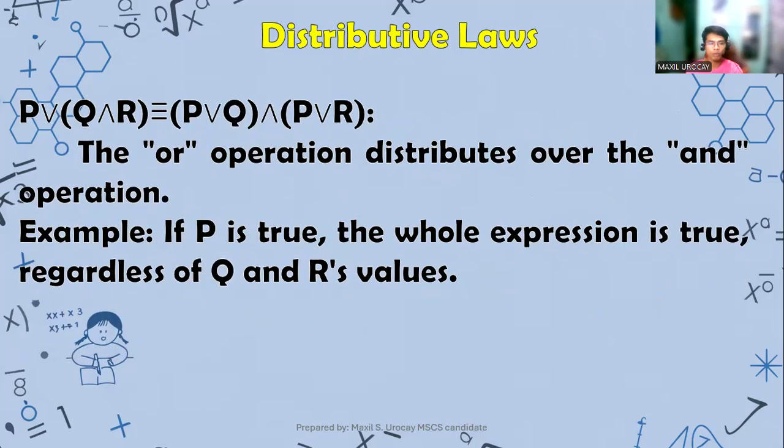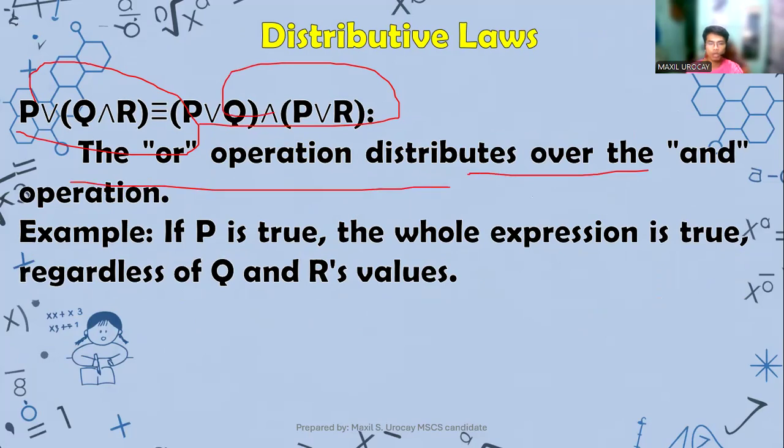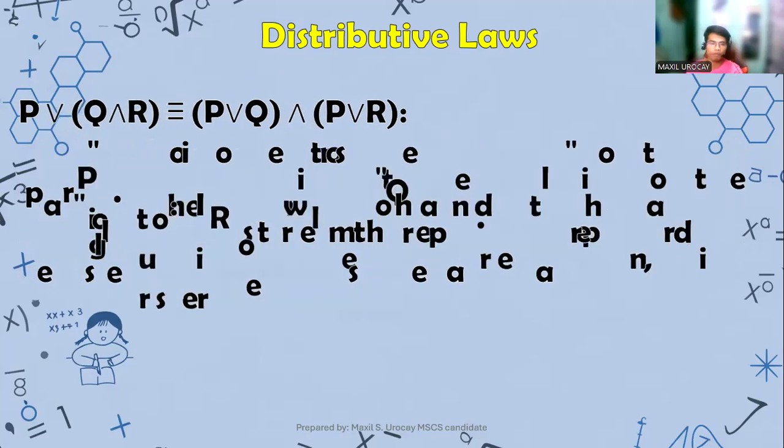For this one here, we'll begin to prove if these are equivalent to each other. The OR operation distributes over the AND operation. We're trying to distribute that, and this is definitely useful in terms of matrix operations in the future. If P is true, the whole expression is true regardless of Q and R's values. So, for example, if P is true, the whole expression is definitely true. Let's try to prove that later.